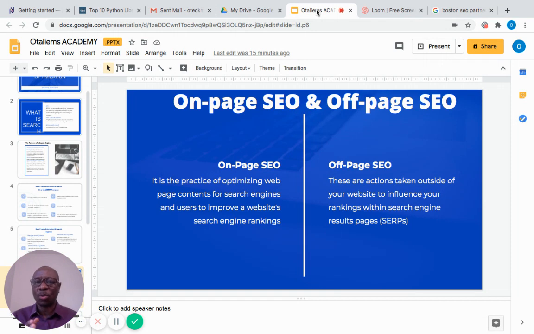How do you make it easy for users to navigate when they land on your landing page or your destination page? So on-page SEO is the practice of optimizing your web page content for search engines and also for users to improve a website's search engine ranking. Search engine ranking is also a very, very important term for you to note, because that is your position on the search engine.